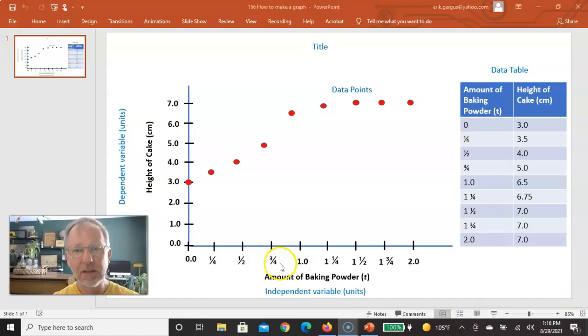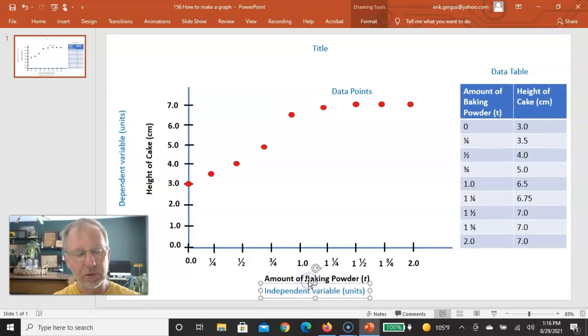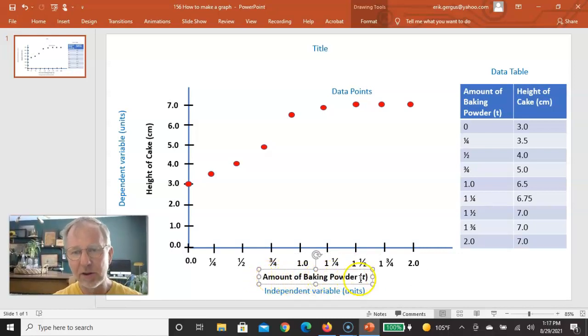Now, when we make a graph, the standard in science is to put the independent variable on the x-axis, on the horizontal axis. And remember, the independent variable is the thing that we're changing or manipulating in an experiment to see what it does. So, because we're changing or manipulating the amount of baking powder, that's the independent variable. So you would write or type the name of that independent variable below the x-axis, and then in the parentheses, you put the units that the variable is measured in. So in this case, it's teaspoons.